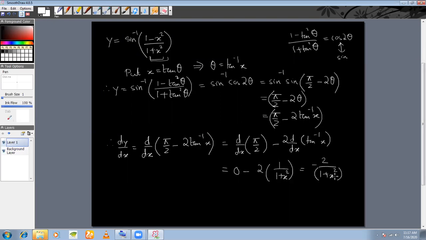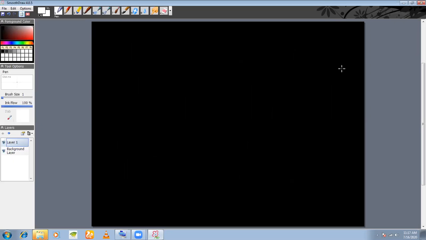I have done this. So let's now do this one. 18.4, another important one. y is equal to cos inverse root 1 plus x square divided by 2.